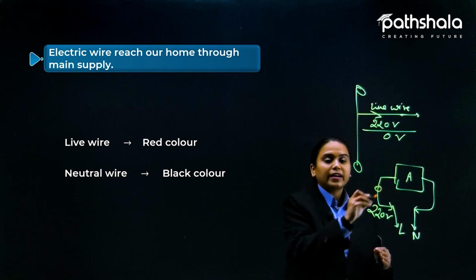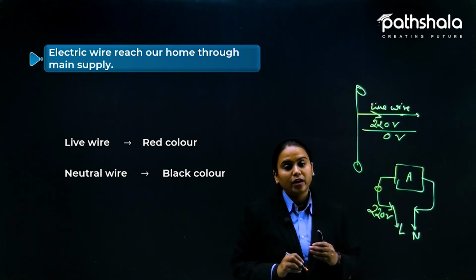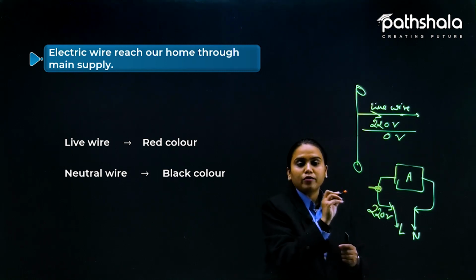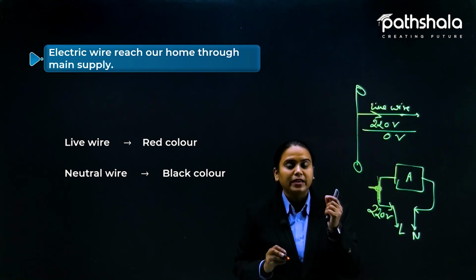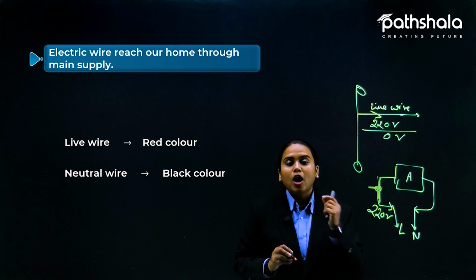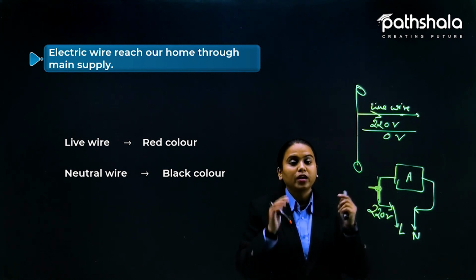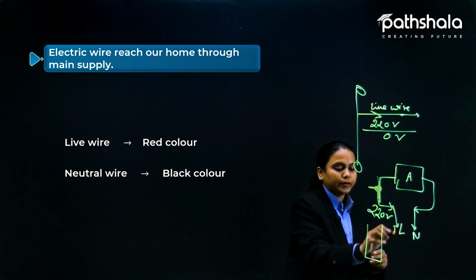So current is the rate of the amount of charged particles moving from one particular point in a given time. Right? So let's suppose for this particular point, how many charges are moving from here in just a second? It depends upon the voltage, the difference between them. I have even given you the idea of this one.